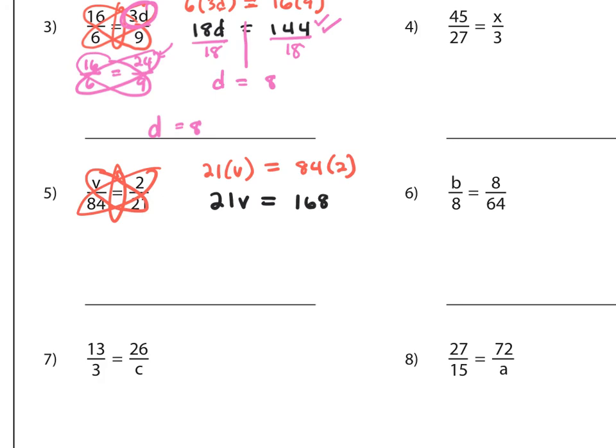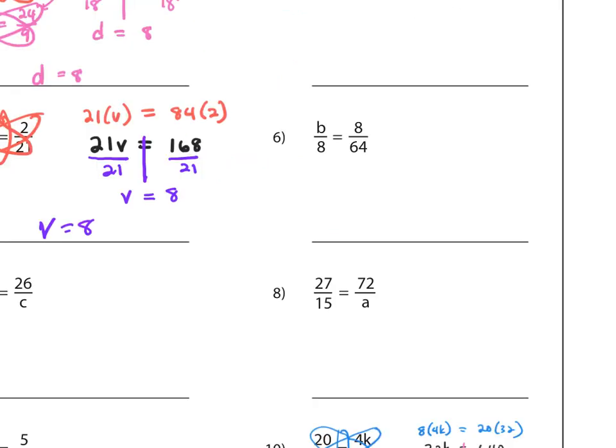So next I have to solve. I'm going to drop my wall down. Side by side means multiply, so I do the opposite. I divide by 21 on both sides. And the final solution is V equals 8. So V equals 8. You can pause and write that down. I know I moved through that quickly. What I'd like you to do now is try number 6.